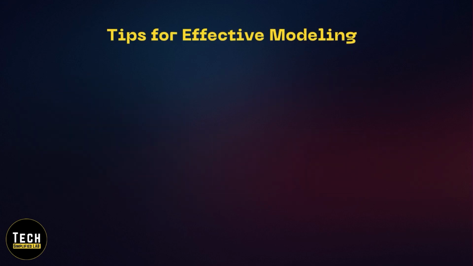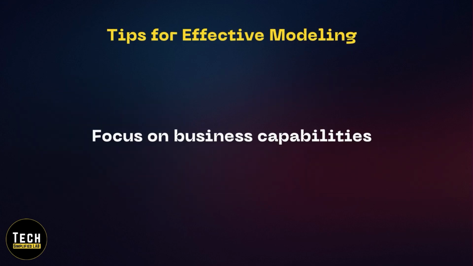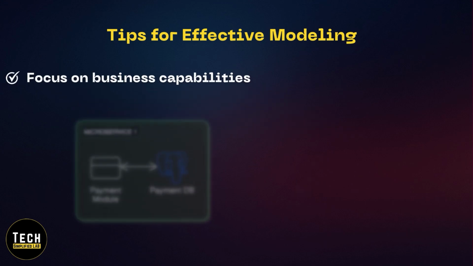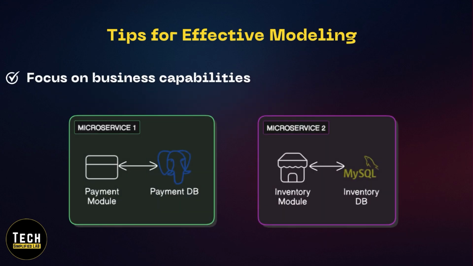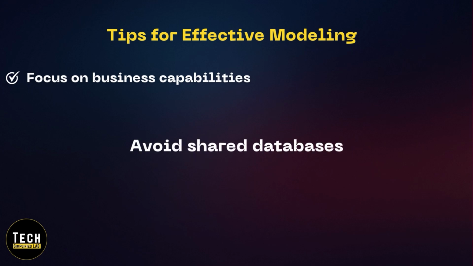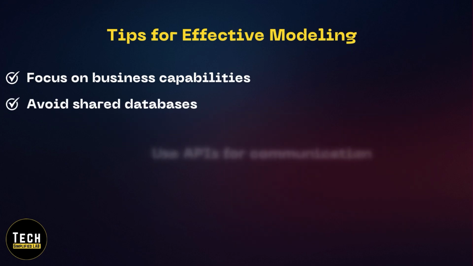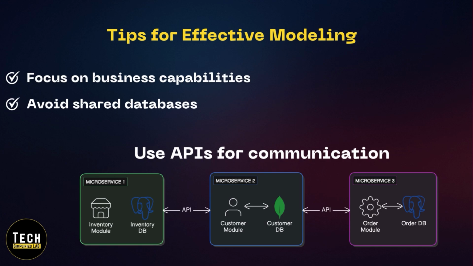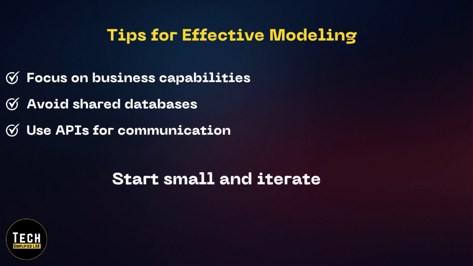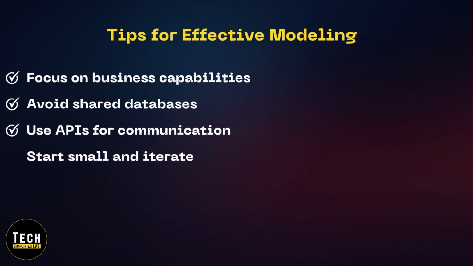To model microservices effectively, focus on business capabilities. Each service should represent a core capability like handling payments or managing inventory. Avoid shared databases because they lead to tight coupling. Instead, use APIs for communication between your services. Finally, start small and iterate. In other words, refine your boundaries as your system evolves.